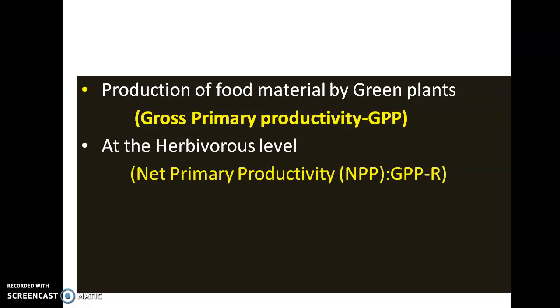If we look at an ecological pyramid or ecosystem energetics, we can see that the base level is always occupied by the green plants, and the production of food materials by the green plants is called the gross primary productivity, and all heterotrophs depend upon this gross primary productivity for their energy needs. For example, the herbivores depend upon this organic food material for food. So if we calculate the energy at the herbivorous level, the gross primary productivity minus the respiration will be the available energy present in the herbivorous level. Okay.